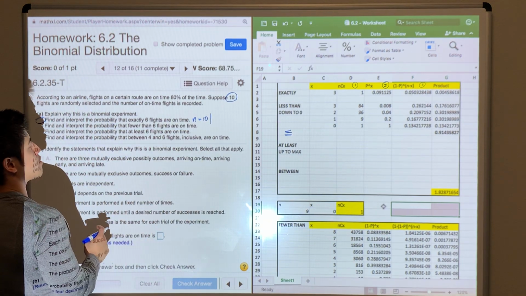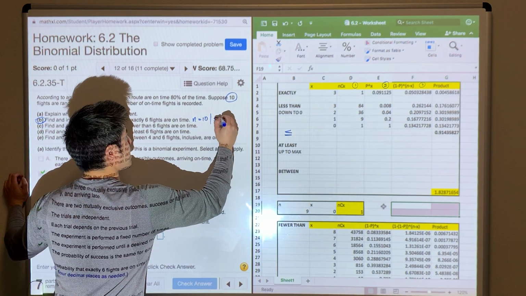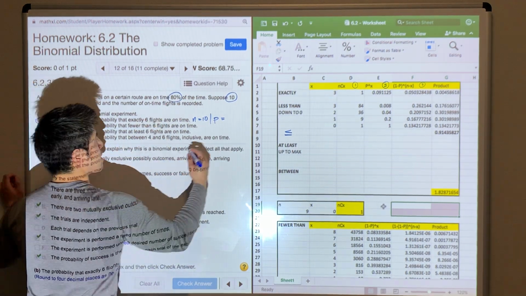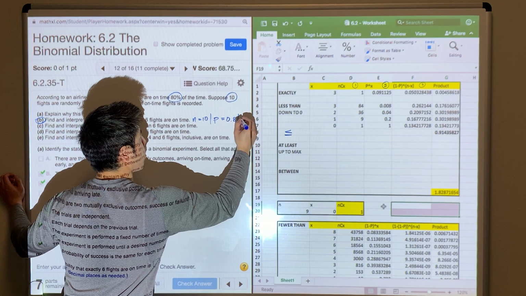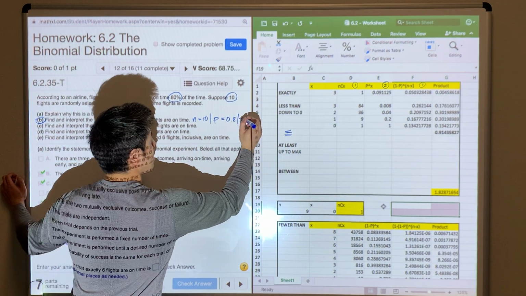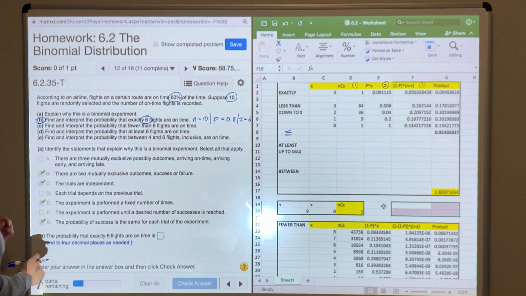Okay, what is my P? My P was given to me earlier as well, and that was 80%, so 0.8. What is my X? My X is this part right here. That's the number of successes I'm looking for.